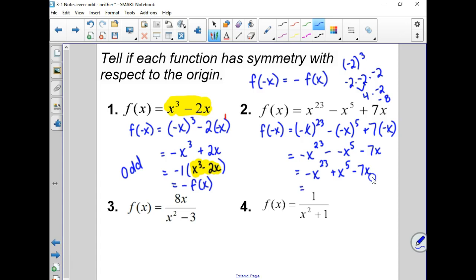We could also think of it like this. If we factored out a negative 1, we would have x to the 23rd minus x to the 5th plus 7x. We would notice here that this matches this, so we have the opposite of f of x that we started with. So this function here, number 2, is also odd.